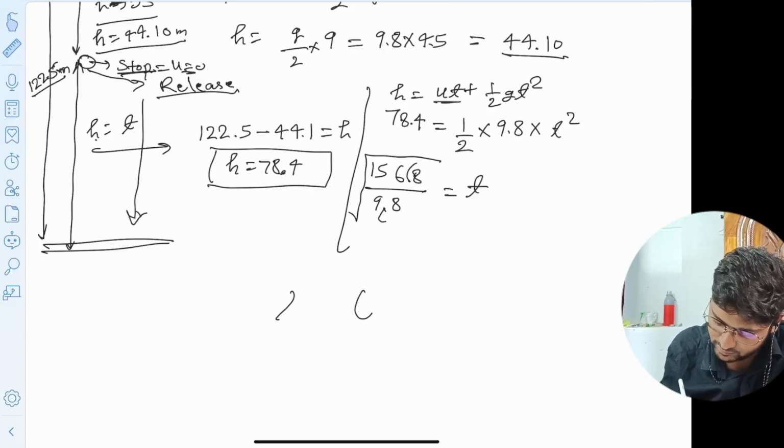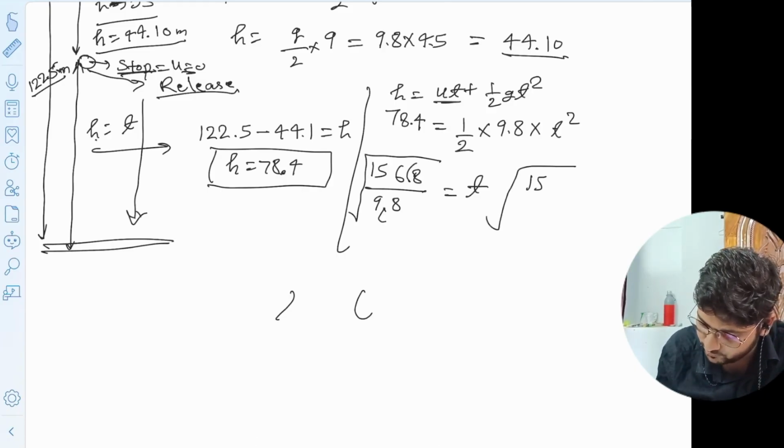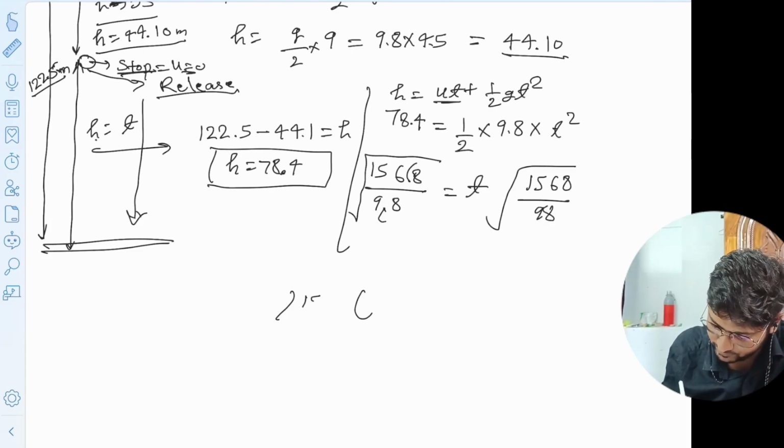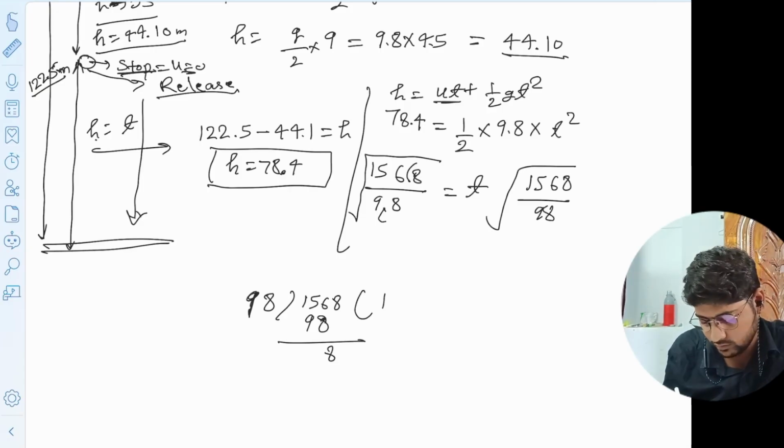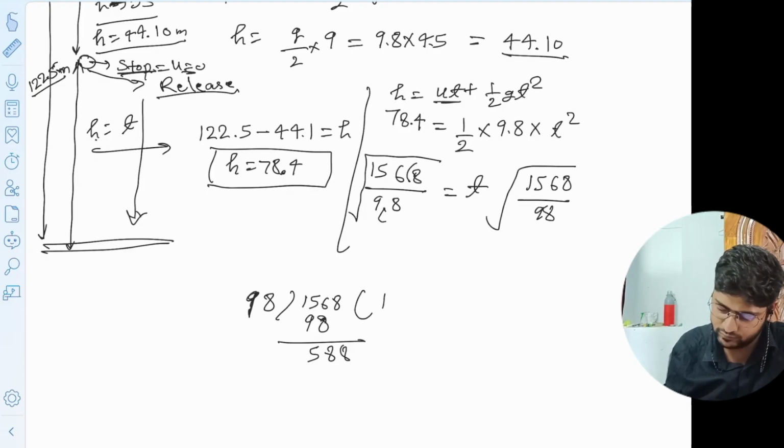This point cancels, so it will become the square root of 1568 divided by 98. So 1568 divided by 98, 98 and then 98. 588, 588. So if we multiply 6 times, 58.